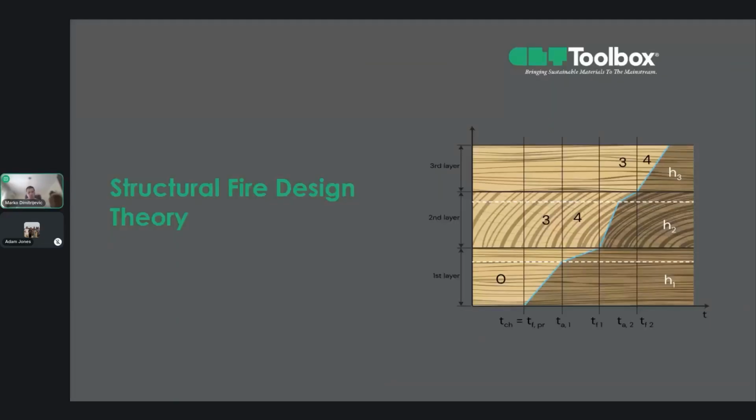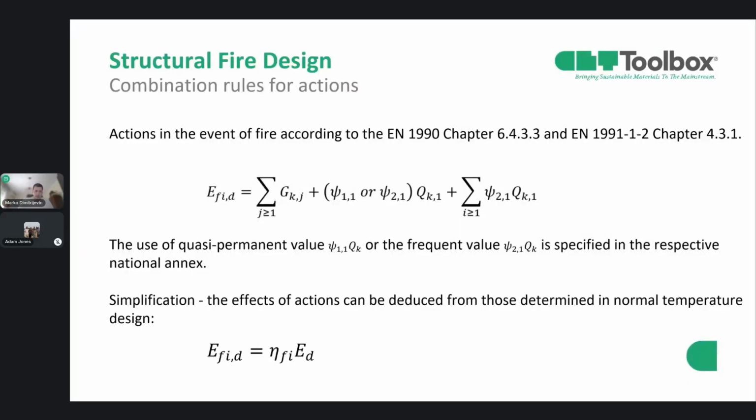So then we can jump to structural fire design theory. And if we look closely at the beginning, the structural design and the different codes, there are different standards. So firstly, we can look at combination rules for actions according to Eurocode. Actions in the event of fire are according to Eurocode 0 and Eurocode 1.2, reflecting these chapters.